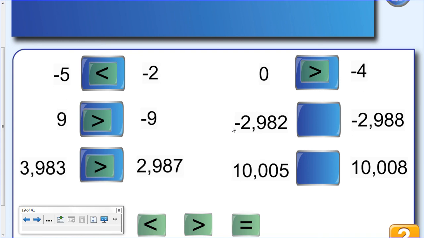All right, here we're comparing -2,982 to -2,988. Now, when comparing two negative numbers this large, that can be kind of tricky, but let's take a look here. Which one is farther from 0 if we're counting backwards? Well, this one would be farther from 0, so that means this one is bigger. All right, now we've got 10,005 and 10,008. 10,008 is farther from 0, and 10,008, because it's positive, is bigger.